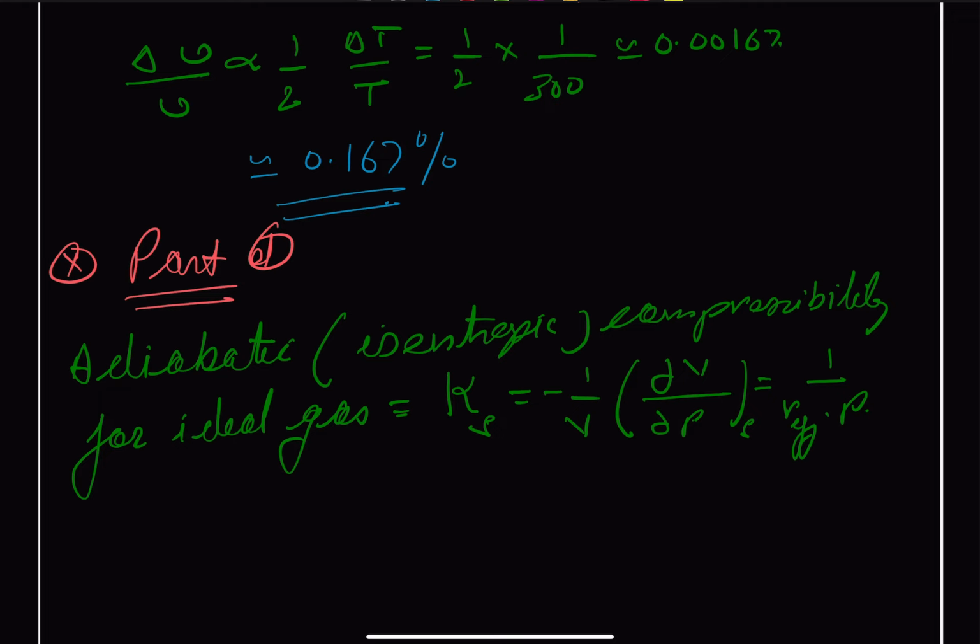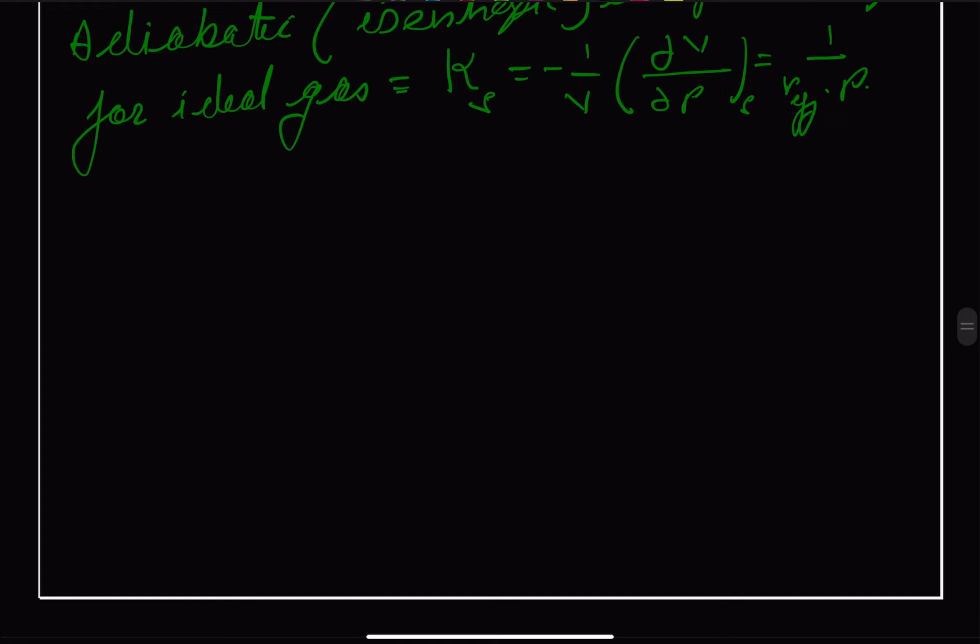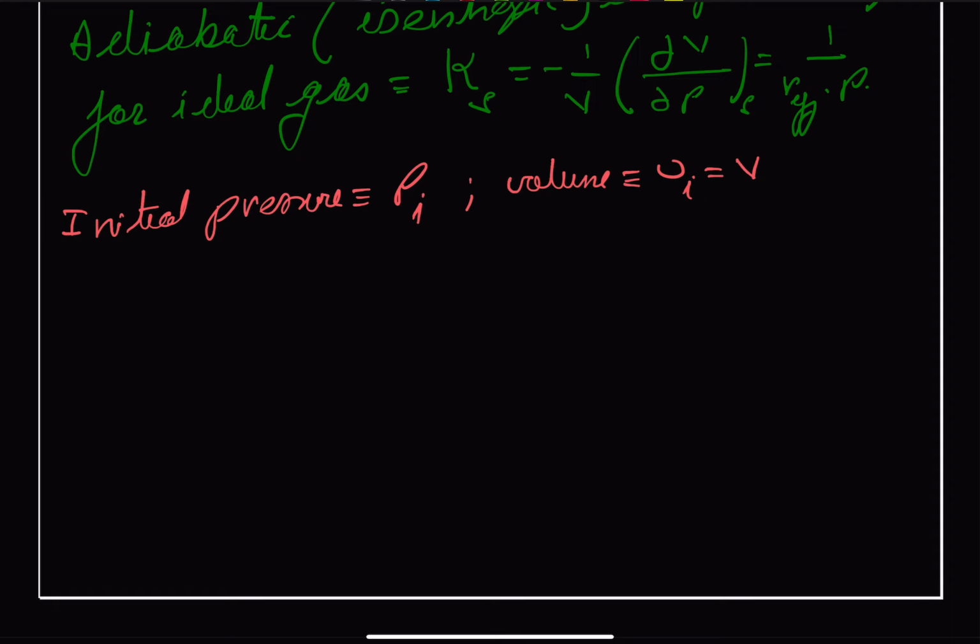And for the adiabatic process, let us assume that the initial pressure is P of I, and the initial volume is V of I, which is equal to V. And after adiabatic compression, we can say our final volume, which is our Vf, is 1/5 of our volume V. And we already know for the mixture PV raised to power gamma effective will be equal to constant.